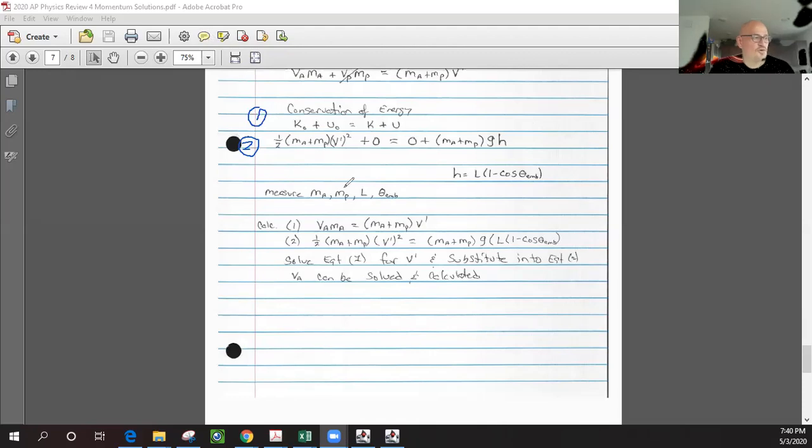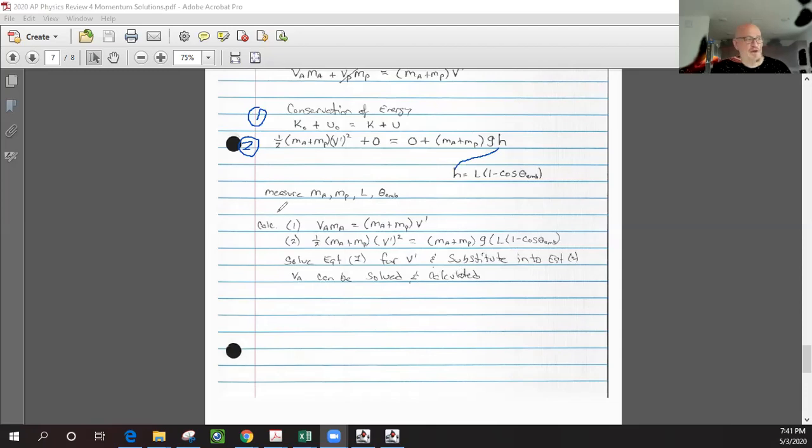So we have the velocity of the arrow: ma va equals (ma + mp) v prime. This is from conservation of momentum. Conservation of energy is 1/2 (ma + mp) v prime squared equals (ma + mp) g h. I substituted into h here: h equals L(1 minus cosine theta). Then solve equation 1 for v prime and substitute into equation 2 so va can be solved and calculated. And that's what we would need to do.